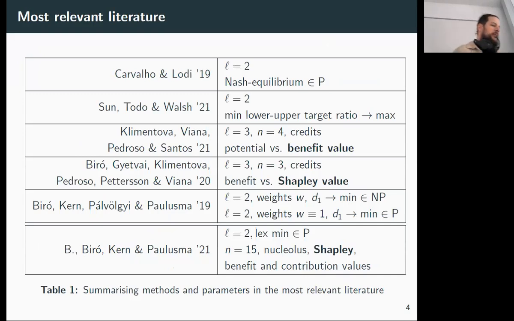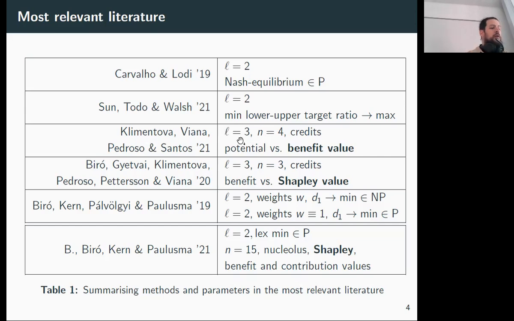Obviously, we're not the first ones to work on this problem. Just a snapshot of the most recent, most relevant literature. Carvalho and Lodi worked on this in the pairwise exchanges setting, so when L equals 2. They had a two-round scheme where they were able to compute Nash equilibria efficiently. Sun, Trudeau, and Walsh were similarly focused on L equals 2, and they had lower and upper targets on how many kidney transplants a country should receive, and they formalized fairness as trying to maximize the minimum of these lower and upper target ratios.